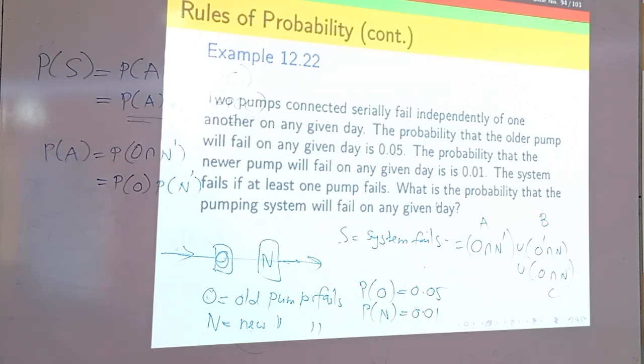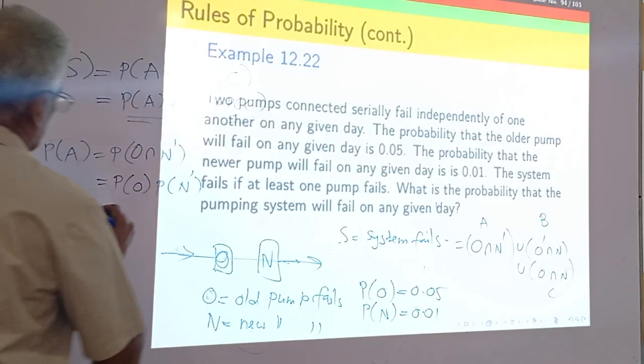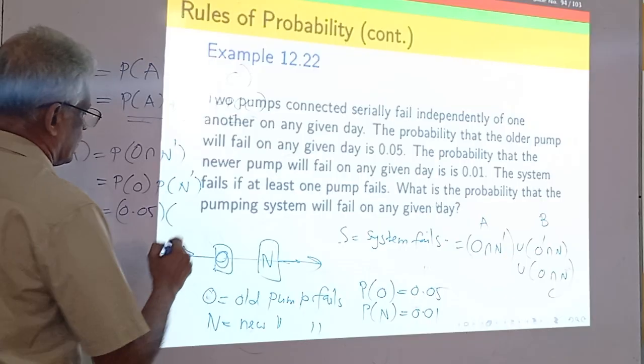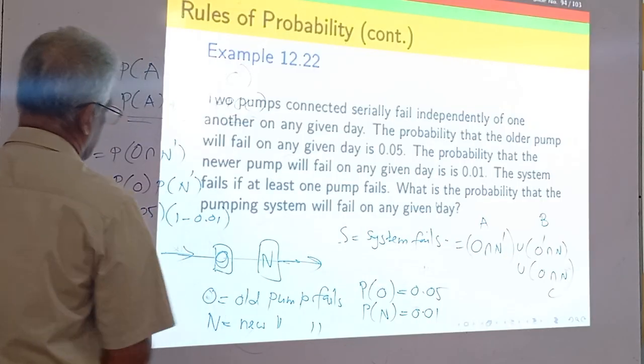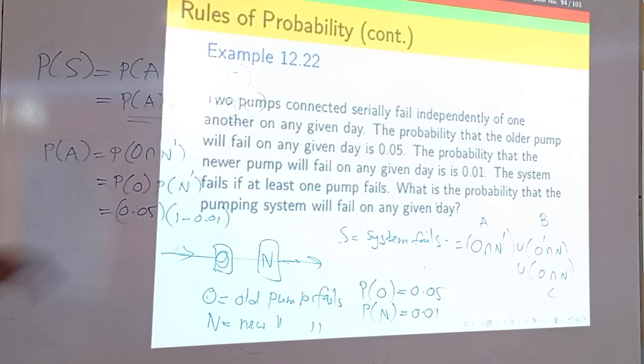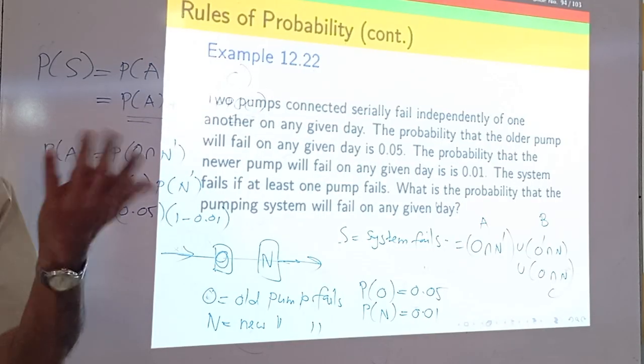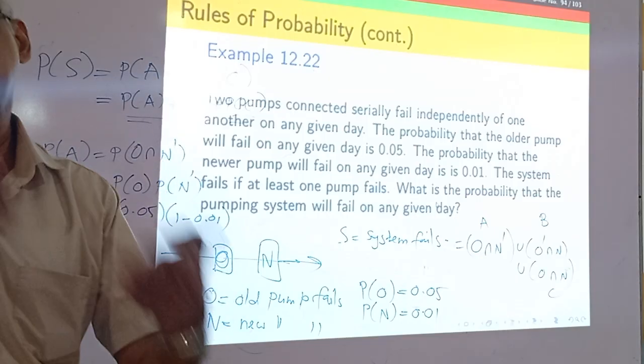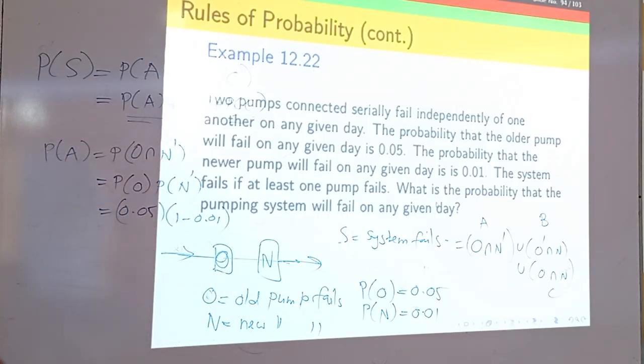Again, the special case of the multiplication rule. So the probability of O is equal to 0.05. The probability of N dash is equal to 1 minus 0.01. So similarly you can find out these ones. So that's the application of the event operations. You write down one event in terms of the other events and then apply probability rules.